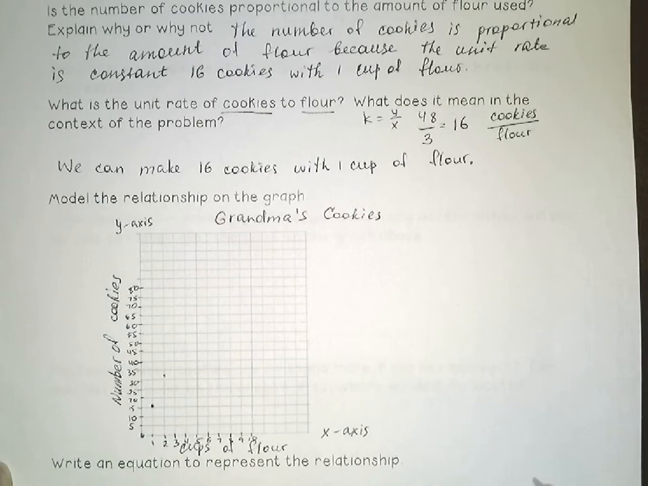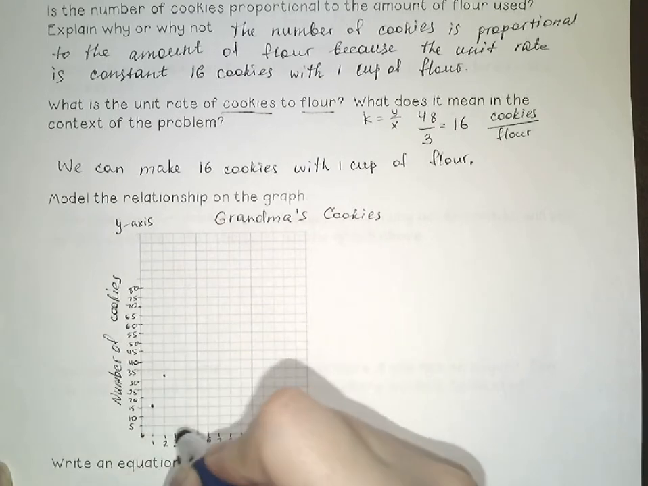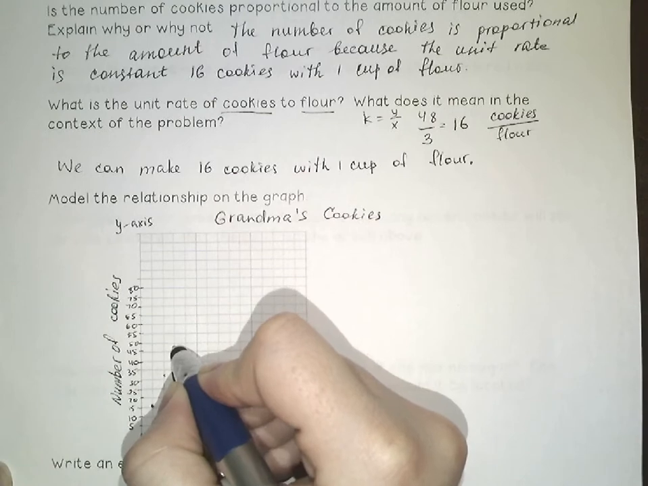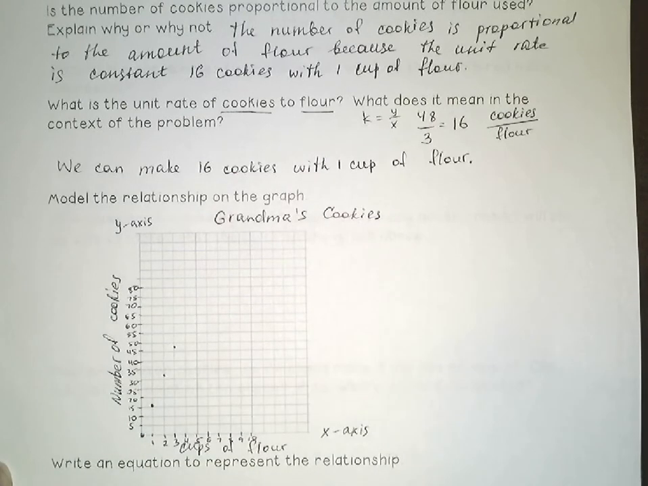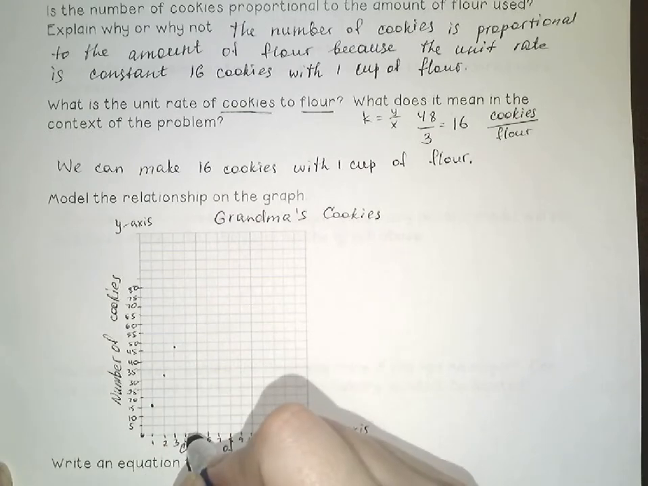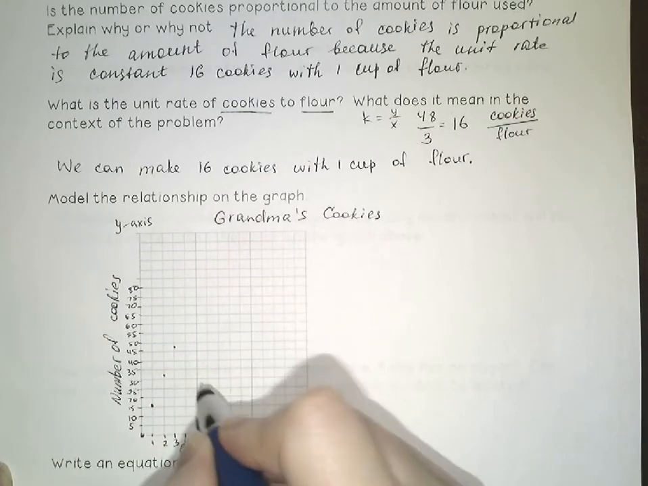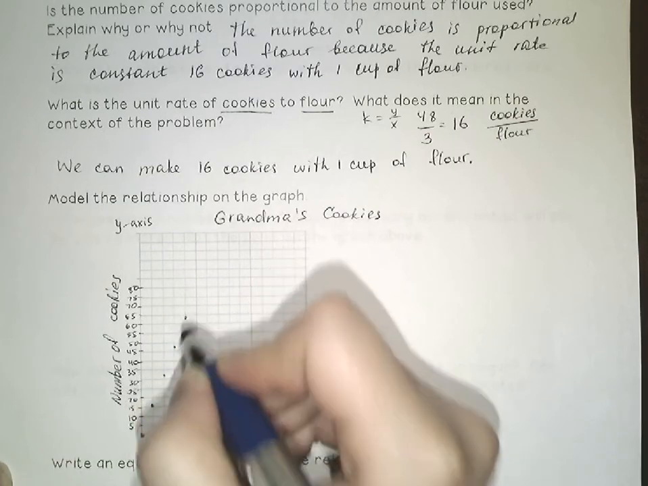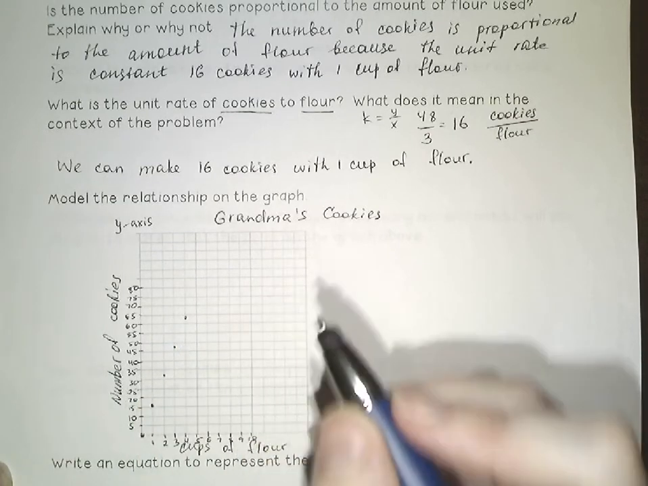With 3 cups of flour, I can make 48 cookies. 3 cups of flour, 48, so somewhere here. With 4, I will make 64. And with 5 cups, I will make 80.